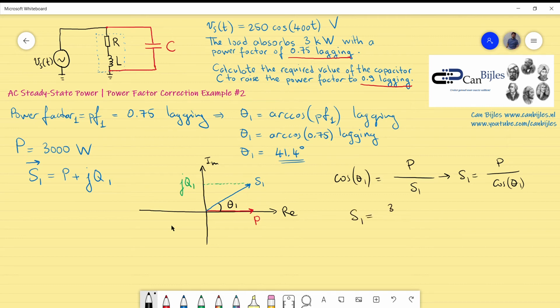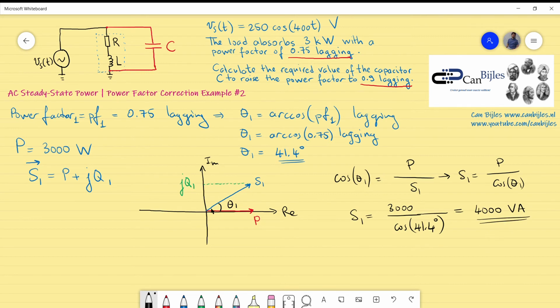S1 will be 3000 watts divided by the cosine of 41.4 degrees. And this will give us 4000 volt-amperes. This is the unit for the apparent power, so it's not watts. Okay, that's actually step one.